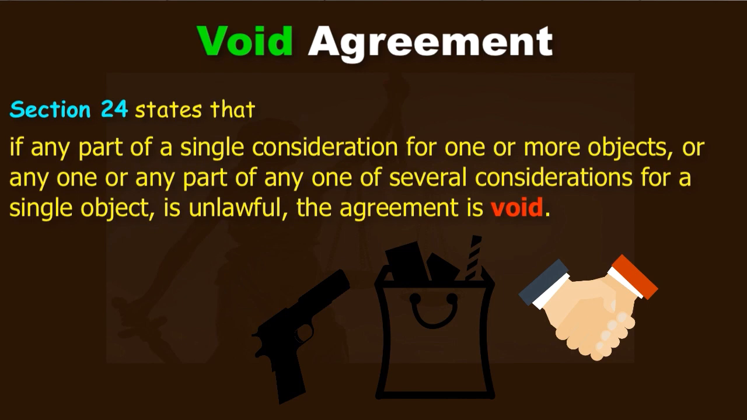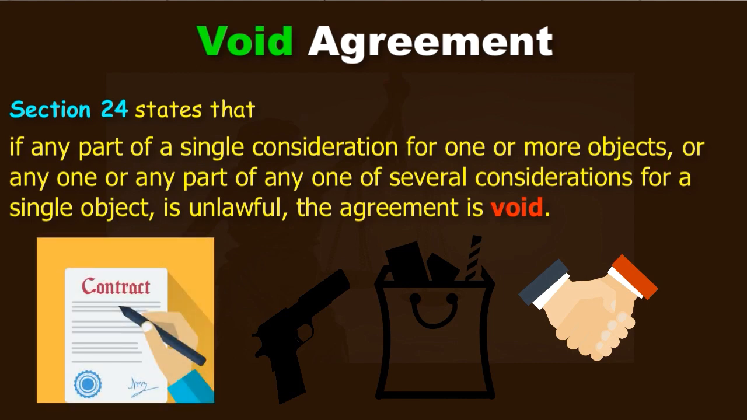Remember, we have something like lawful object, only then we can make a valid contract. So out of 5 or 7 or 10, if even a single consideration is unlawful, then the whole agreement will be void under this Section 24. So that is a void agreement. So all the principles of the contract, including lawful object, need to be fulfilled adequately, only then your contract will be valid, or else it is void.